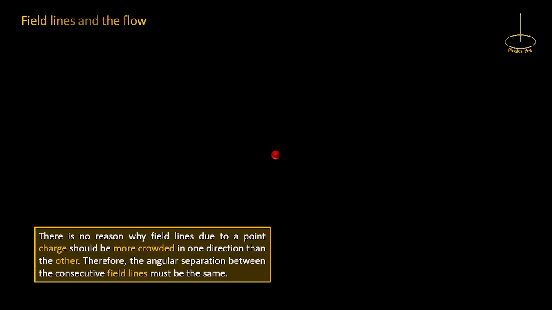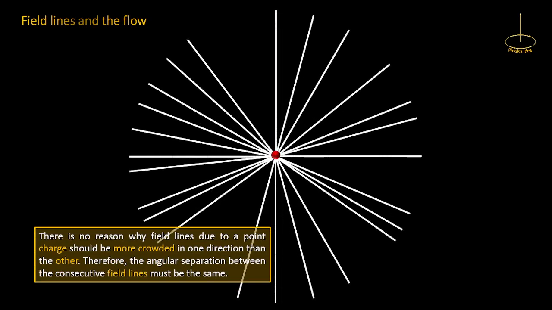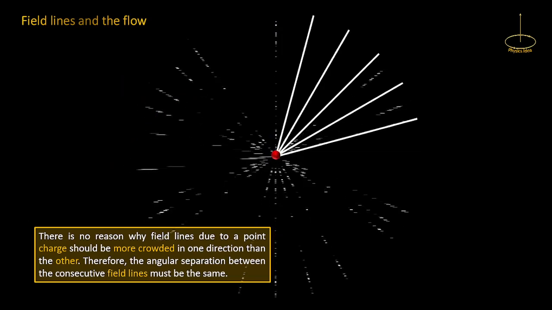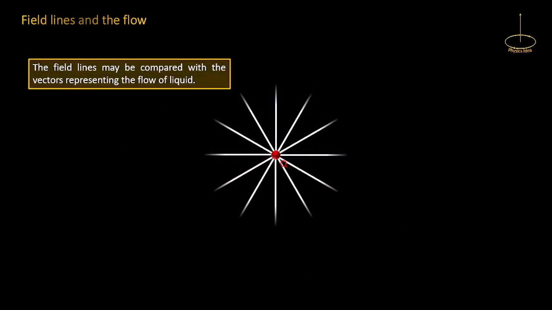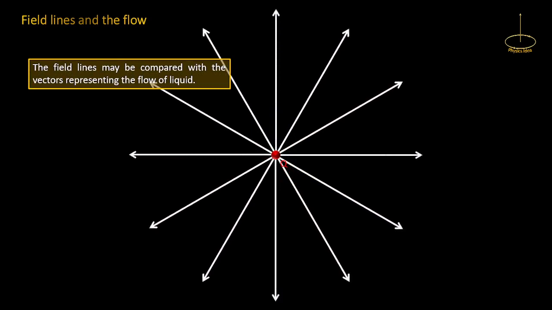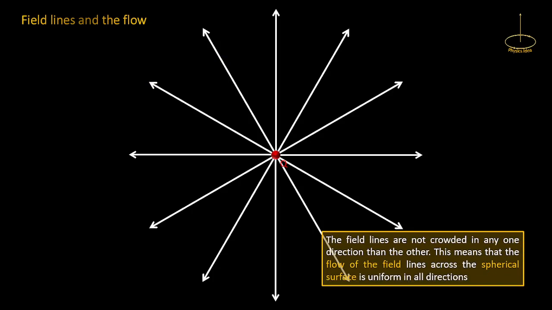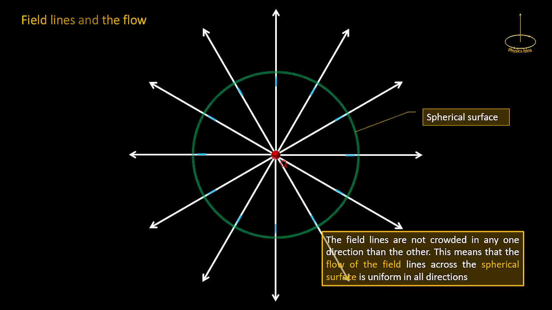There is no reason why field lines due to a point charge should be more crowded in one direction than the other. Therefore, the angular separation between the consecutive field lines must be the same. The field lines may be compared with the vectors representing the flow of liquid. The field lines are not crowded in any one direction than the other. This means that the flow of the field lines across the spherical surface is uniform in all directions.